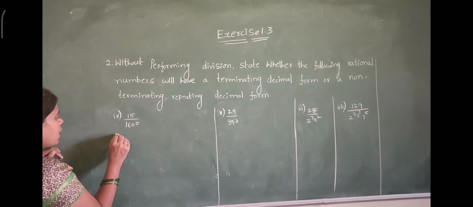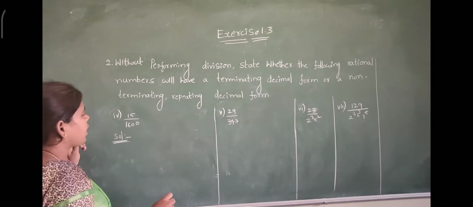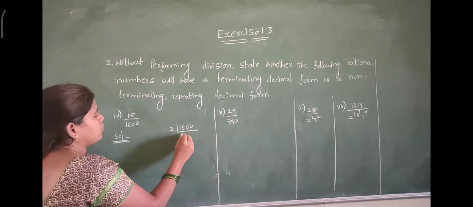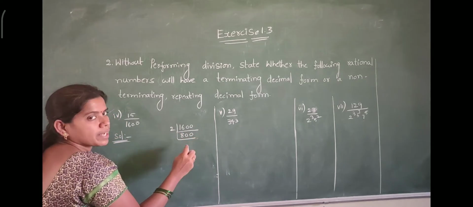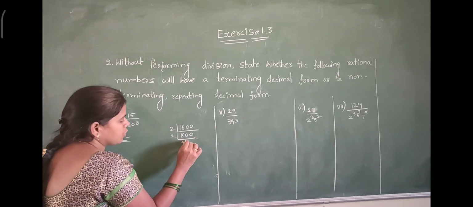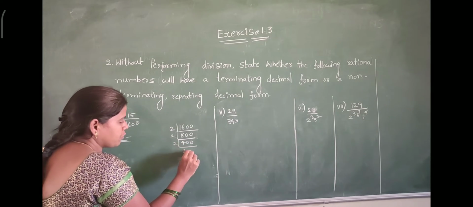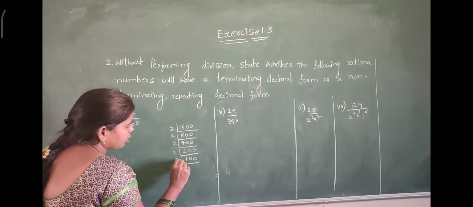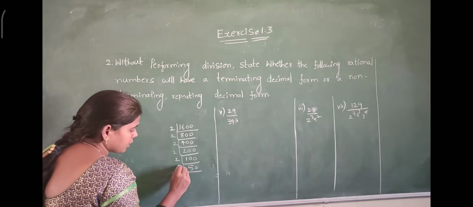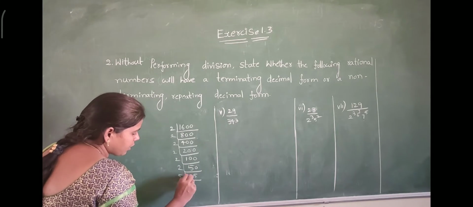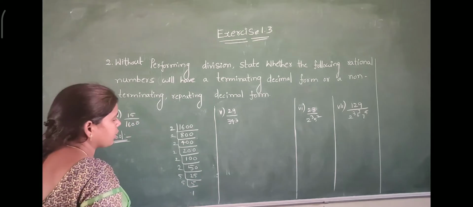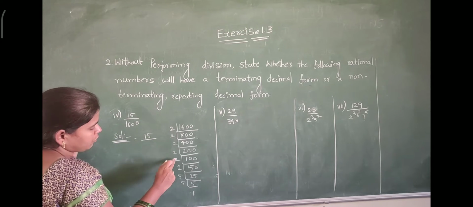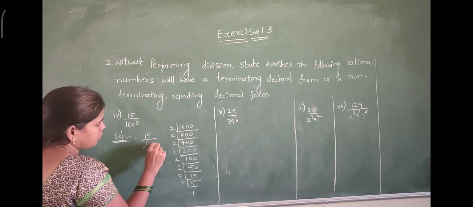Fourth problem. Here also we have to write the prime factorization of 1600. Okay, we got 2. 2 eights are 16, 2 zeros are 0 again. 2 fours are 8, 2 zeros are 0 again. 2 twos are 4 again, 2 ones are 2, 2 zeros are 0 again. 2 fives are 10, 2 twos are 4, 2 fives are 10, 5 fives are 25, 5 ones are 5. So the prime factorization of 1600 is 1, 2, 3, 4, 5, 6, 2 to the power of 6 into 5 square.